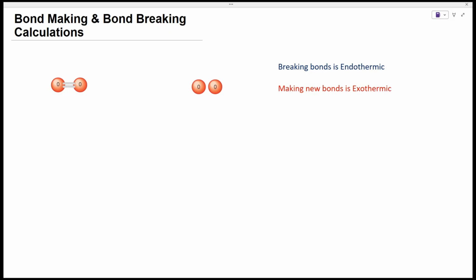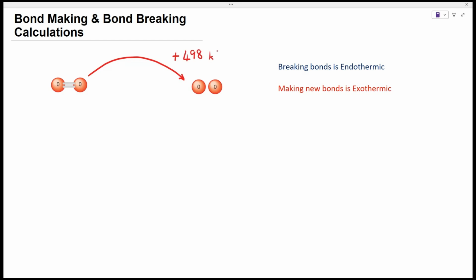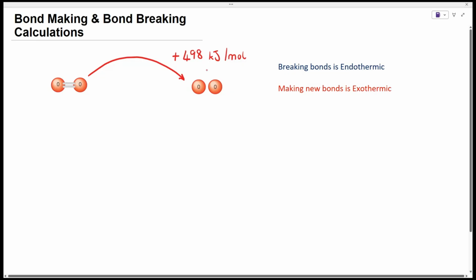So first and foremost, we've got on the screen an oxygen to oxygen double bond. Now, if I want to break that, I have to put energy in to break that double bond. We say that that is a positive number, and it's positive 498 kilojoules per mole. So what that means is for every mole of oxygen molecules that I have, I'm going to need to put in 498 kilojoules to break those oxygen to oxygen double bonds. Okay, so it's a strong bond.